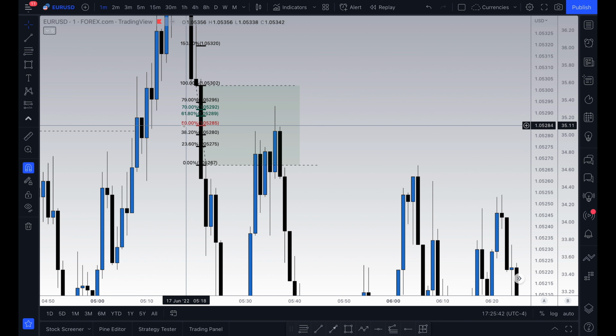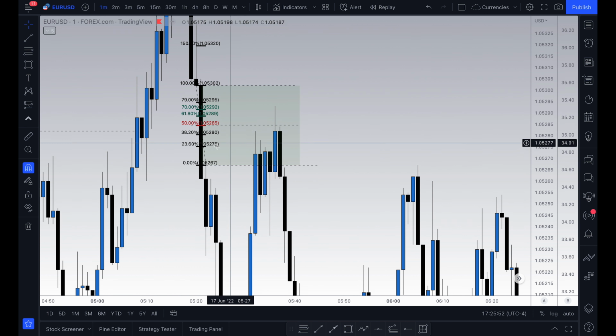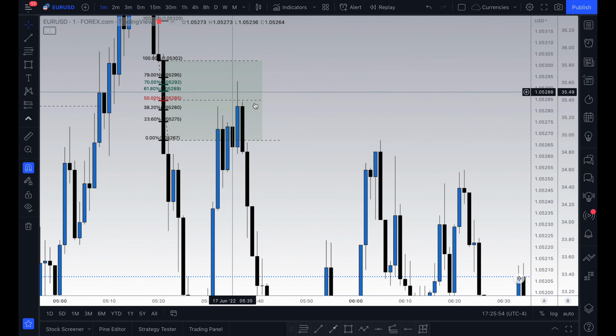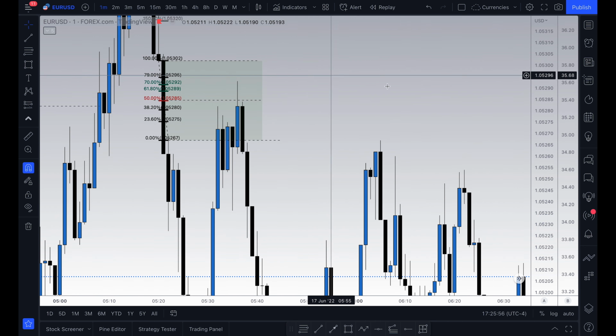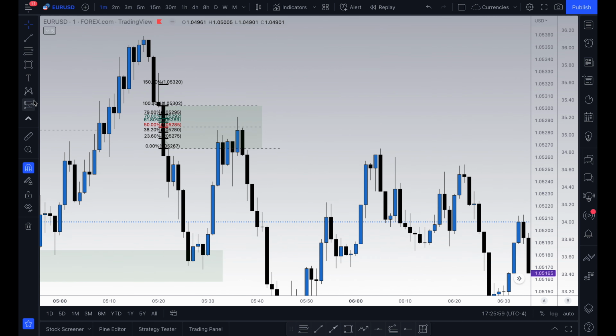And you want to mark out the 50 level of that imbalance, okay? And that 50 level of this imbalance is like right at 105.285, okay? So you get that 50 level, and that's where you would enter on an imbalance. The imbalance doesn't have to be filled in all the way. So I tend to like to take the 50 level of the imbalance, and you'll still get a good entry. Let me take off that magnet.